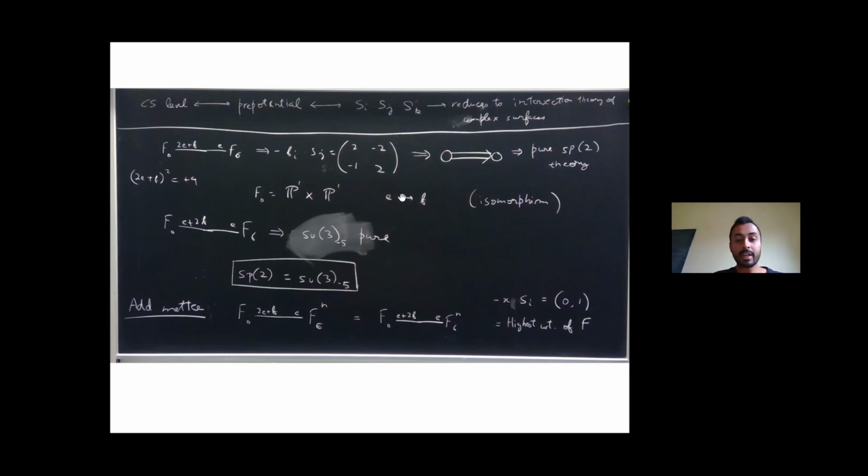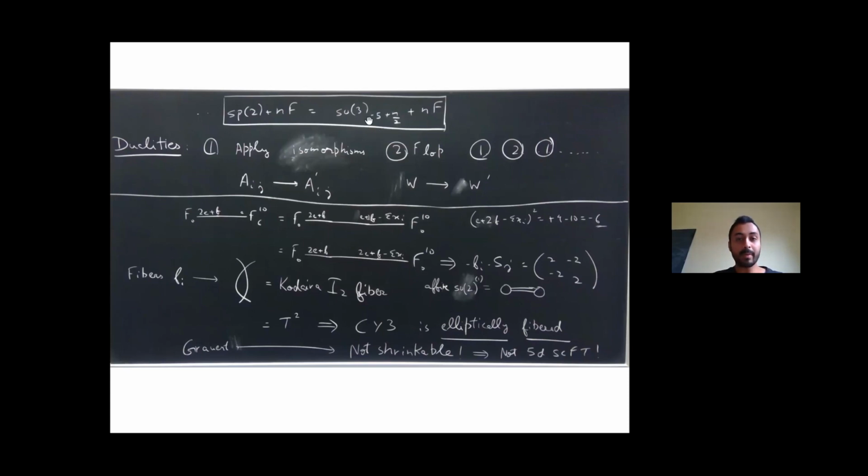Now you can again exchange E and F on the left surface, and you obtain that sp2 with n flavors is dual to su3 with n flavors, with some choice of Chern-Simons level, which can be figured out to be minus 5 plus n over 2. So we obtain a duality for general n. So far, I have not discussed shrinkability criteria, so n can be anything, even above 10.